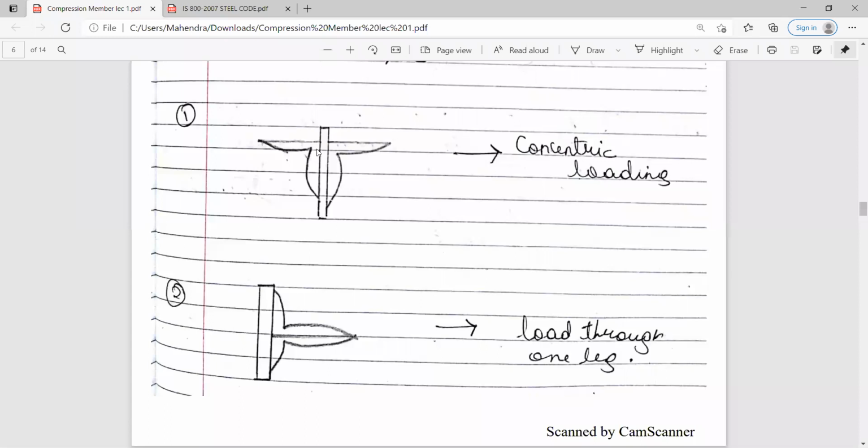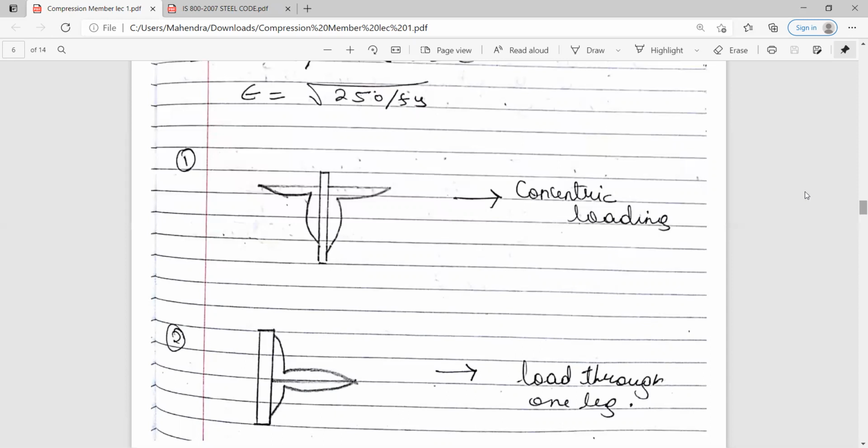Okay. Now see, if this type of diagram is there, that is, if the gusset plate is there in the center and the two angles are connected to each other in this way, this is of the type of concentric loading. And if this particular diagram is there, that is, if the angles are like this and the gusset plate is like this, then it is the load through one leg. So accordingly you have to refer to the formulas you just wrote. So just draw this diagram. This is of the type of concentric loading and this is of the type of load through one leg.